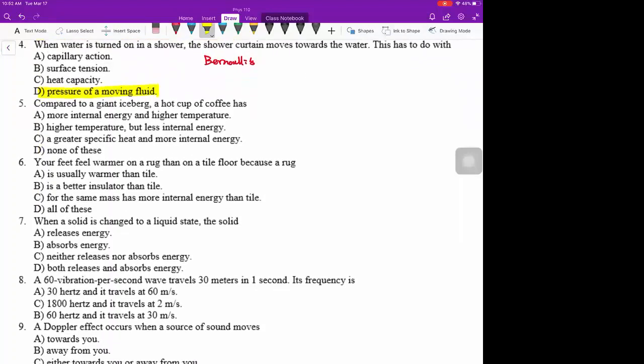Okay. The next one: comparing a giant iceberg and a hot cup of coffee, which one has a higher temperature, and which one has a higher internal energy? The hot cup of coffee certainly has a higher temperature, but it doesn't have a higher internal energy because that depends on the mass and also the temperature. A giant iceberg certainly has a huge amount of mass. So it has a lower temperature, but more internal energy.